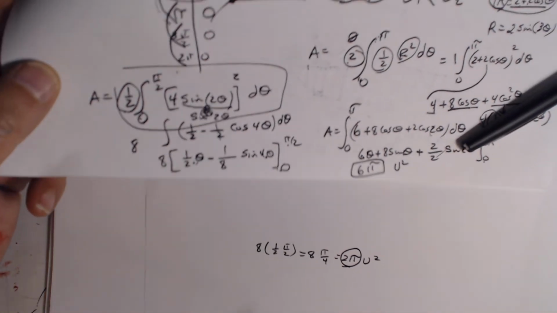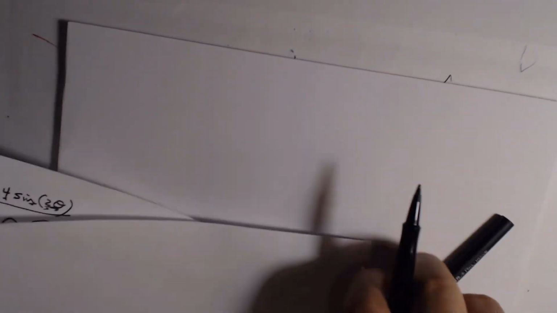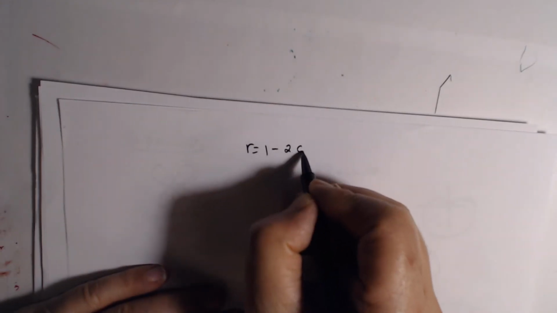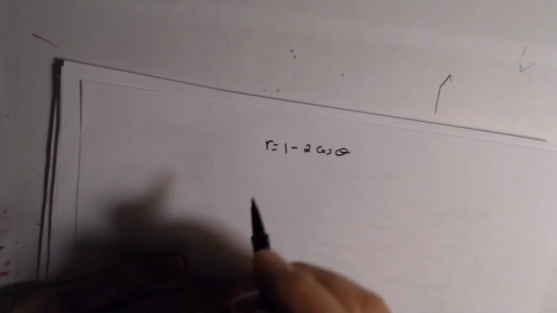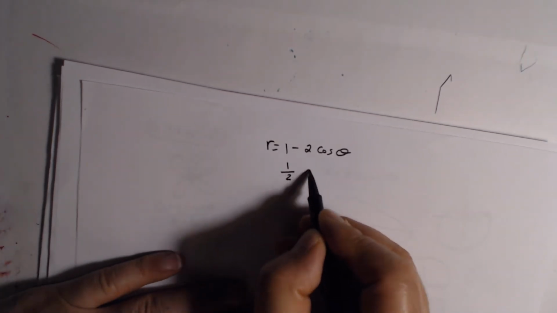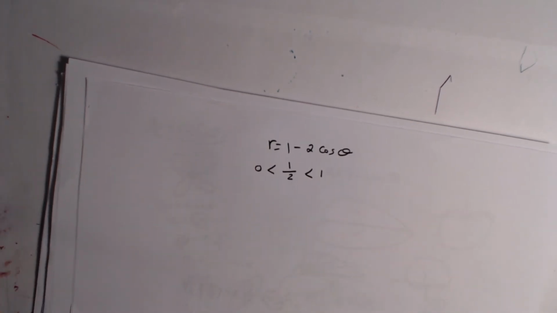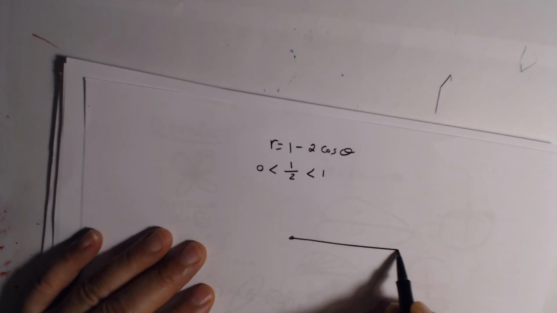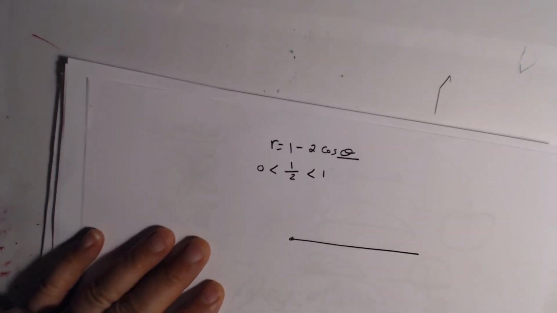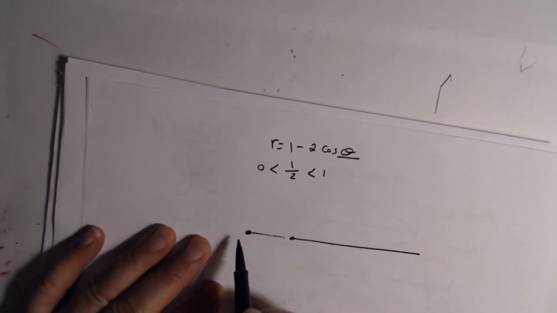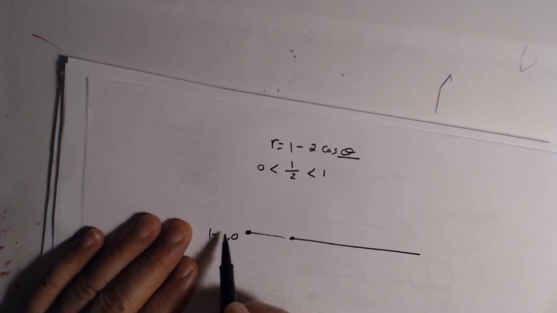Then sometimes you get something like this: r equals 1 minus 2 cosine theta. You know a is 1, b is 2. The ratio is between 1 and 0. That's called the inner loop. This has a loop. When theta becomes 0, cosine 0 is 1. 1 minus 2 is negative 1. Therefore, when it's 0, you have a negative 1.